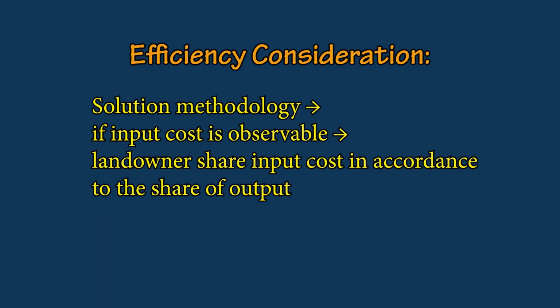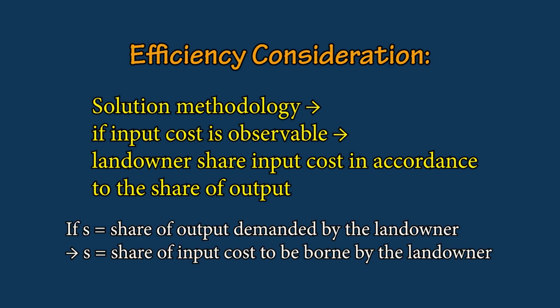One possible solution to the inefficiency problem is this: if the input cost is observable, as it generally seems to be, then the landowner can share input costs in accordance with the share of output. Now, what does it mean? This means that if small s represents the share of output demanded by the landowner, then small s should also be the share of input cost to be borne by the landowner.